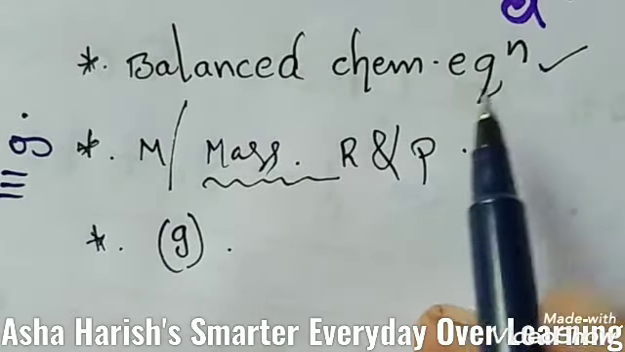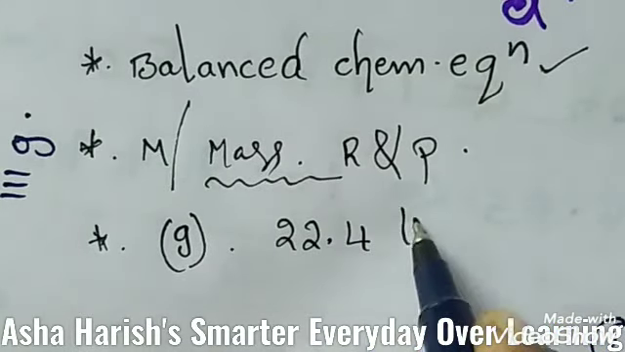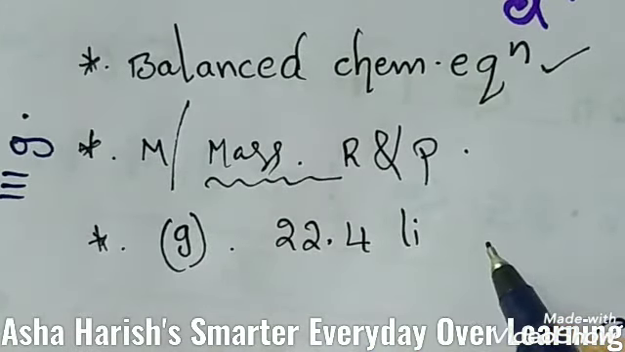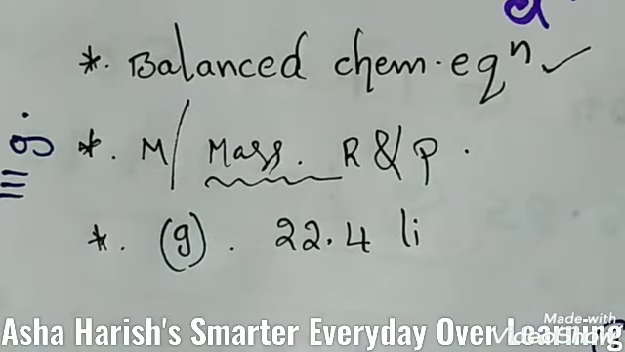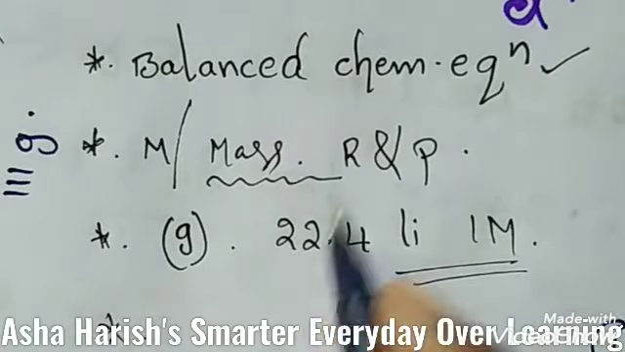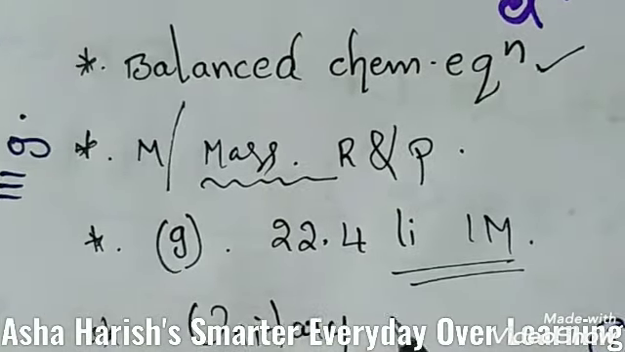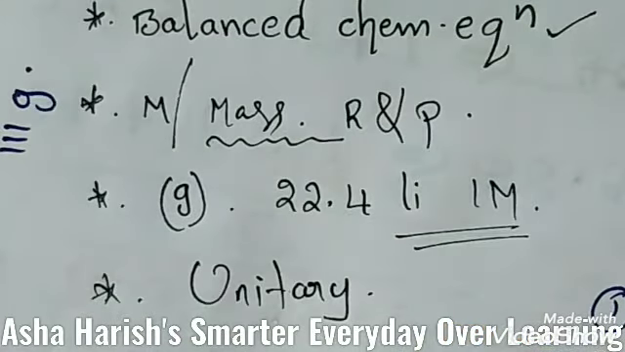And the third step: in case of gaseous substances, if the presence of gaseous substances is there in that specific reaction, write down 22.4 liters at STP below the formula in place of 1 mole. Okay, coming to the fourth step, apply just the unitary method to do the required calculations.